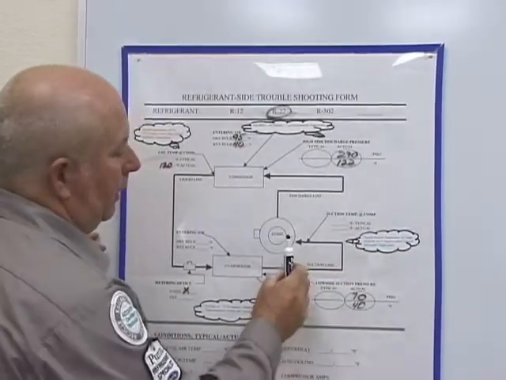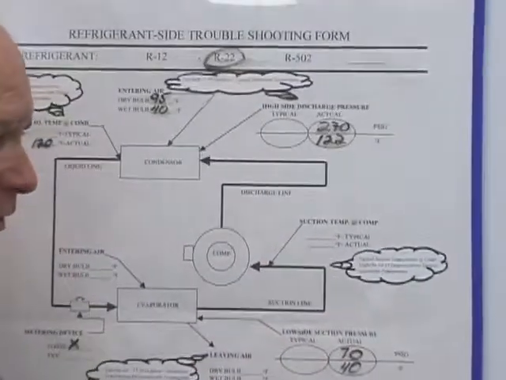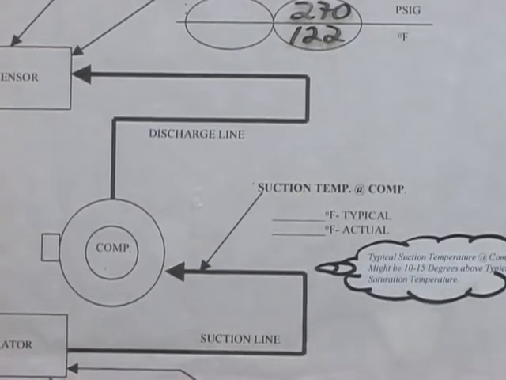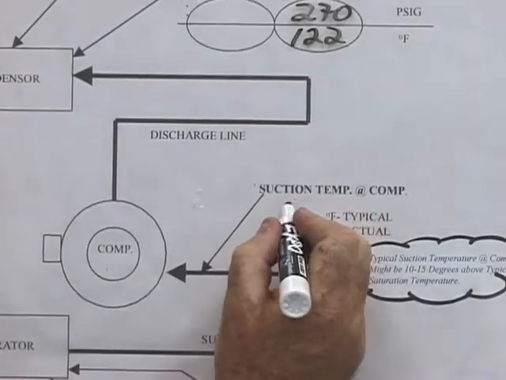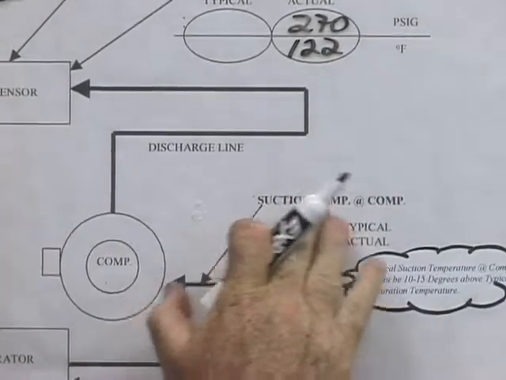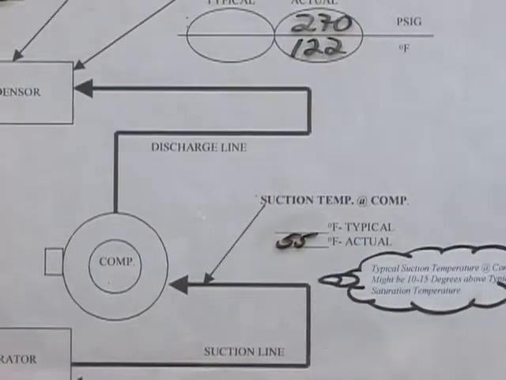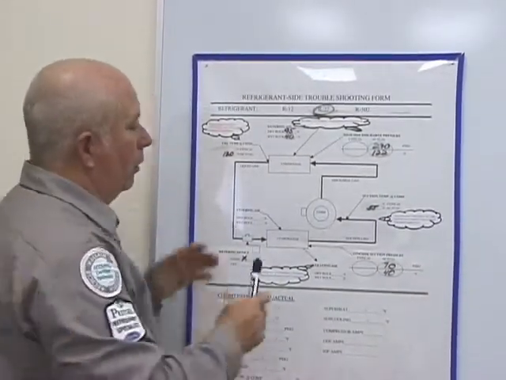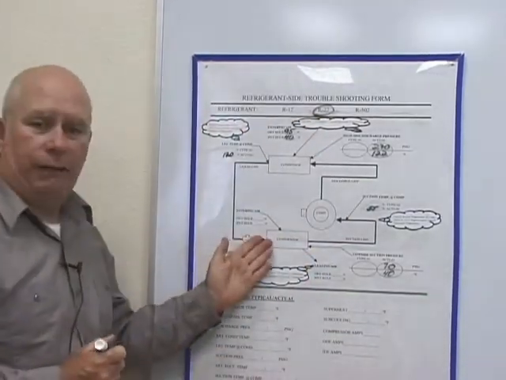The other thing is, we'll come over here to the low side and the suction temperature at the compressor. Now, don't go right up on the compressor. Stand back 4 to 6 inches, all right? And place your thermometer. Again, wrap it so you protect it. And we'll just say that it's 55 degrees, all right? Oh, did it again, didn't I? All right, actual. We're dealing with actual only, all right? So 55 degrees.